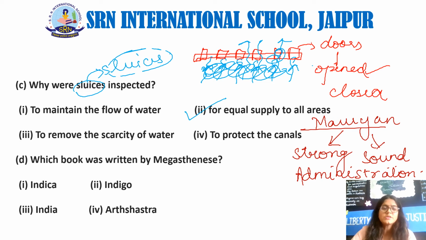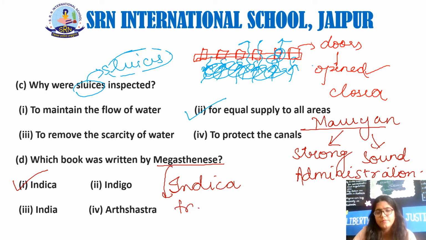Which book was written by Megasthenes? The answer is very simple: Indica. Indica is the book which was written by Megasthenes, who was the traveler. It was the travel account of Megasthenes. I hope this is clear to all of you. Let us move towards the next question.